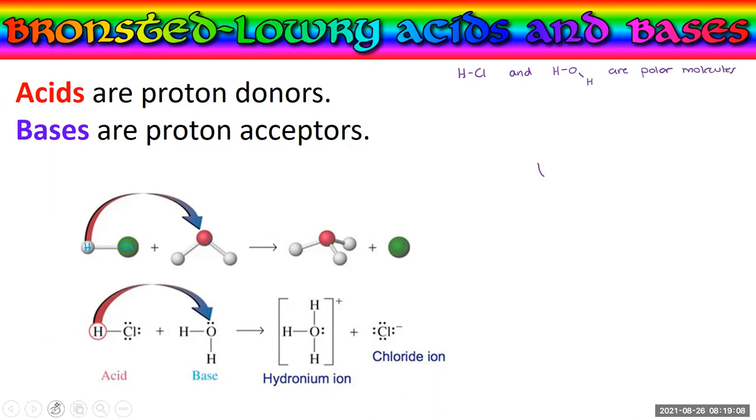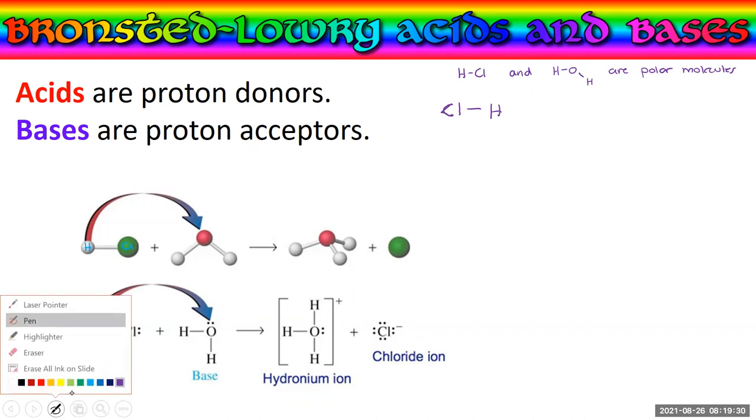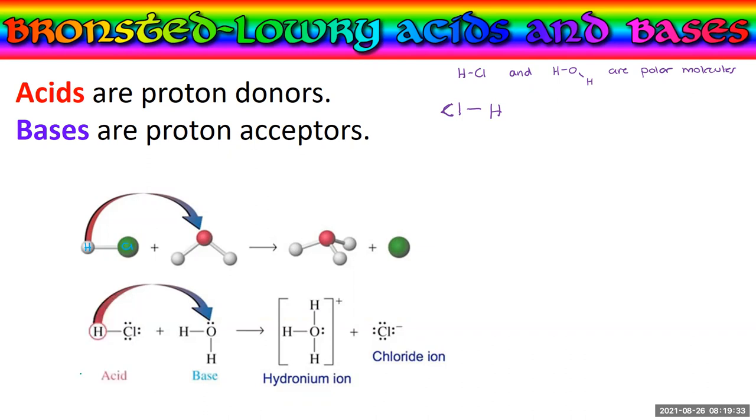Now, what that means is that they have little negative and positive charges on them. Chlorine is much better. If we look at HCl, let's look at the chlorine here, bonded to the hydrogen. Now, if we look at the Lewis dot structure for that, there's Lewis again, he's back with us.